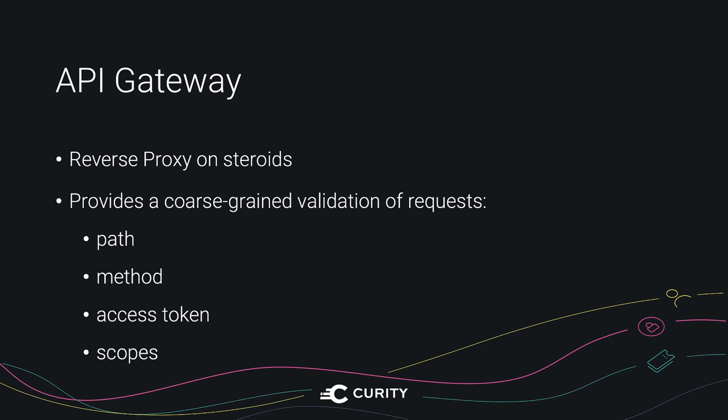The gateway is one of the levels of security for your APIs and provides a coarse-grained validation of the incoming requests. At minimum, it validates the path and method of the request and should also validate whether the request contains a valid access token. It can even perform some more sophisticated validation, like verify whether the access token contains scopes required by the concrete API.